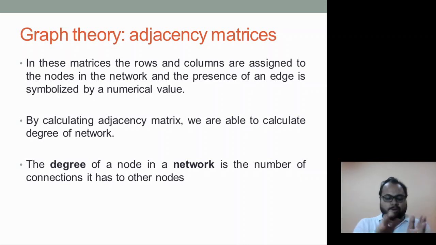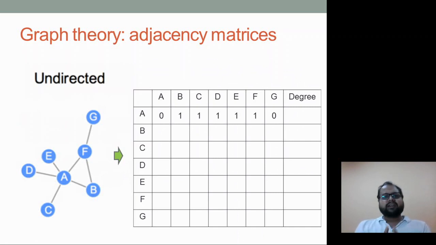If you have not understood, no problem. We'll be looking at how the adjacency matrix works for all three networks. But try to understand that the whole purpose of doing this is to calculate the degree of the network, and we need to calculate the degree to ascertain the number of connections that happen at the various nodes. So let's look at the undirected one. As I told you, you have A, B, C, D, E, F, G, and you put those as a column and as a row. That's the first step.